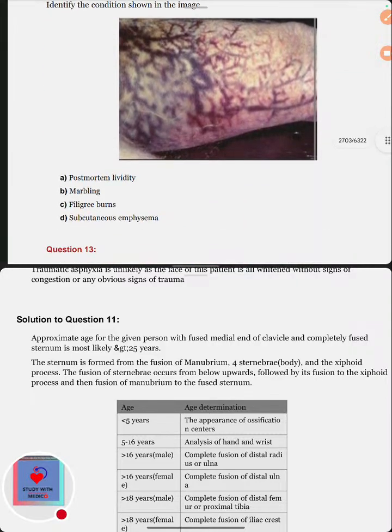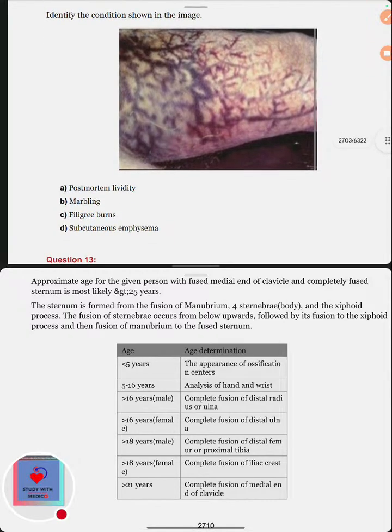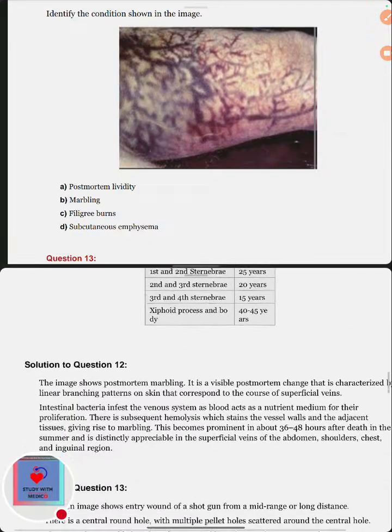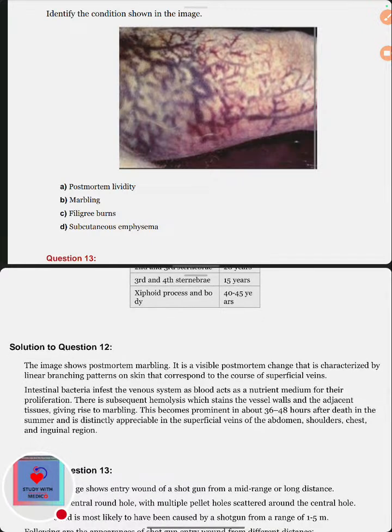The condition shown looks like filigree bones. It looks like a bone. Postmortem marbling, we can take this as postmortem marbling.